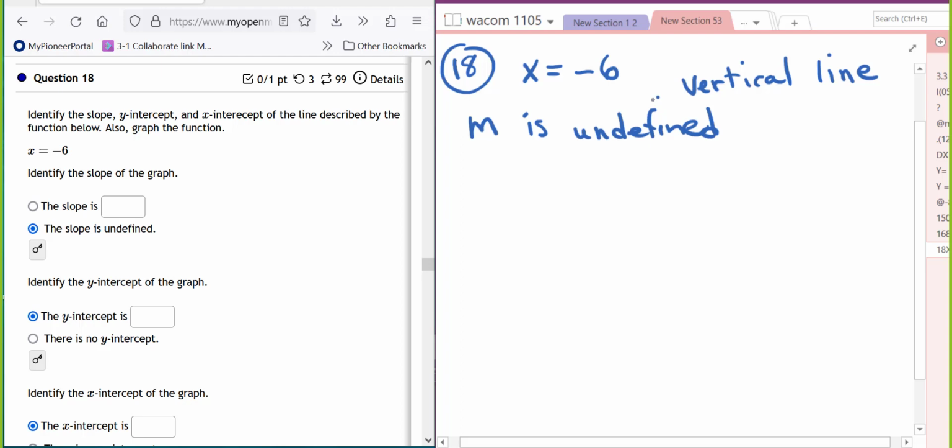Y-intercept. Y-intercept says that the x has to be 0. X can't be 0. So there is going to be no y-intercept.